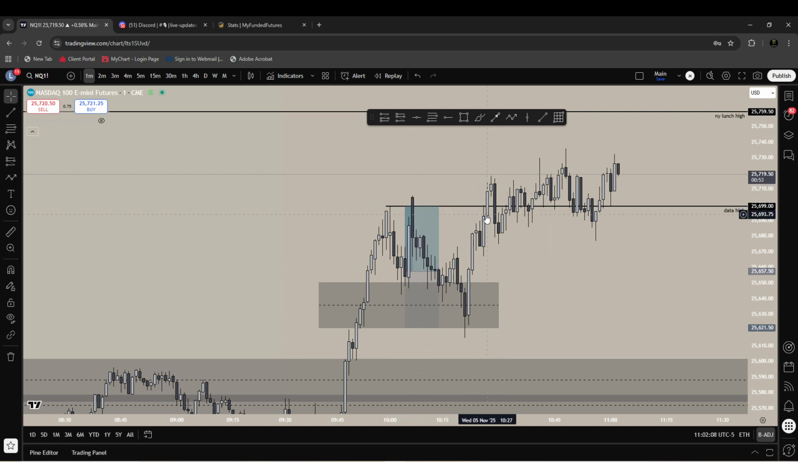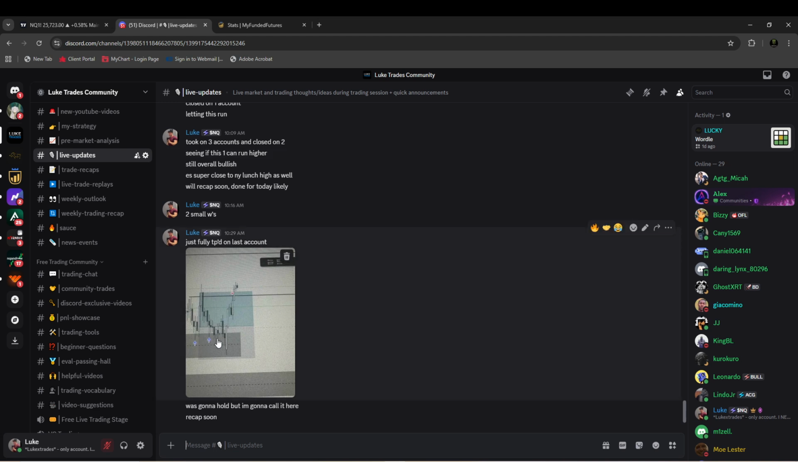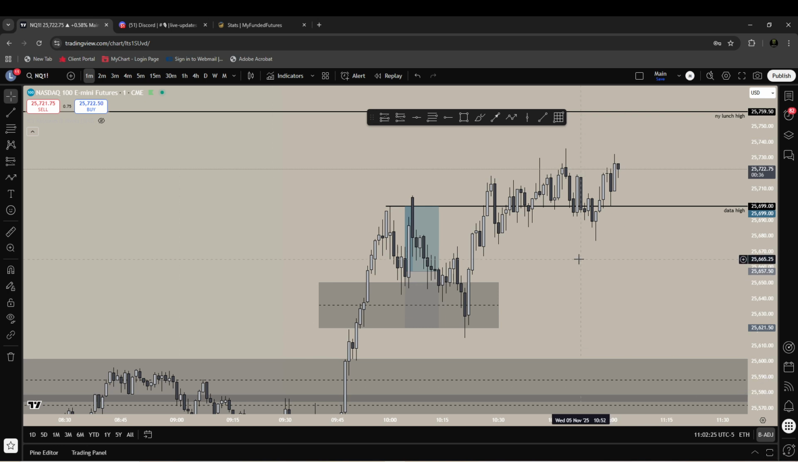I thought we would have a smooth flush to the upside to take out that New York lunch high, but as you can see, we've just been chopping and consolidating from there. So these are the executions you see in this trade where I took the re-entry. We come back down, gave the stop some room. It was below this point right here, and then we ended up fully TPing on this candle wick right here.